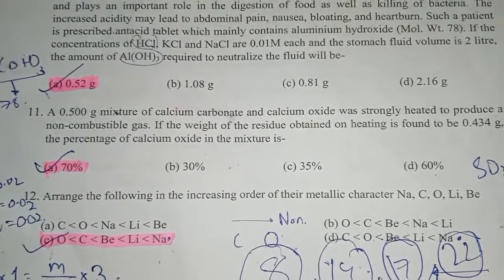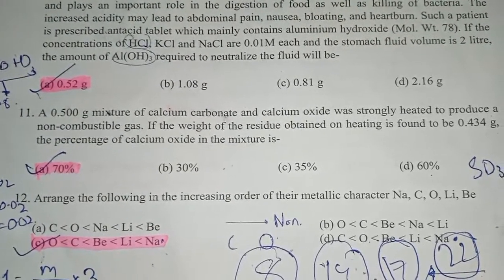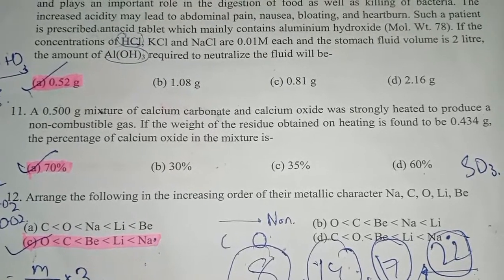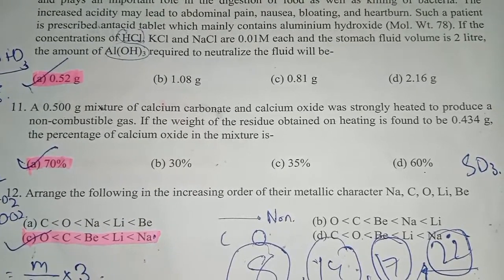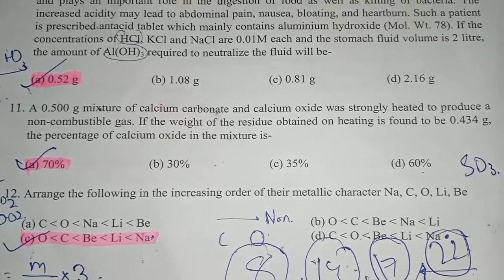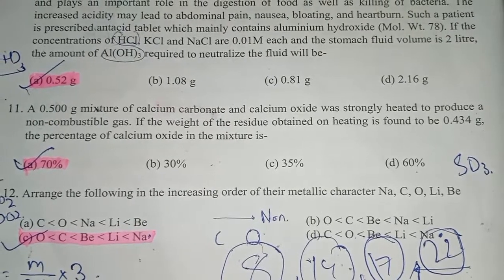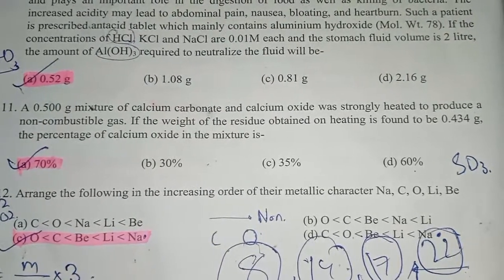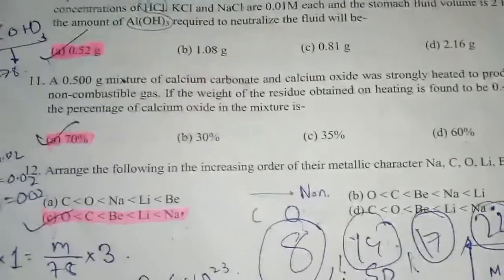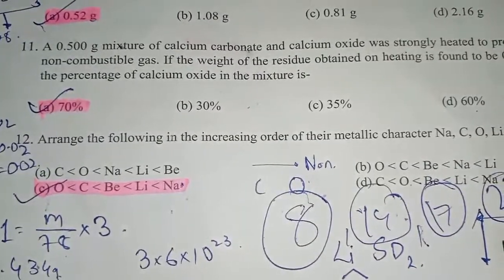So our 11th question was: a 0.5 gram mixture of calcium carbonate and calcium oxide was strongly heated to produce a non-combustible gas. If the weight of the residue obtained on heating is found to be 0.434 grams, the percentage of calcium oxide in the mixture is? So the correct answer is option number A, that is 70%.